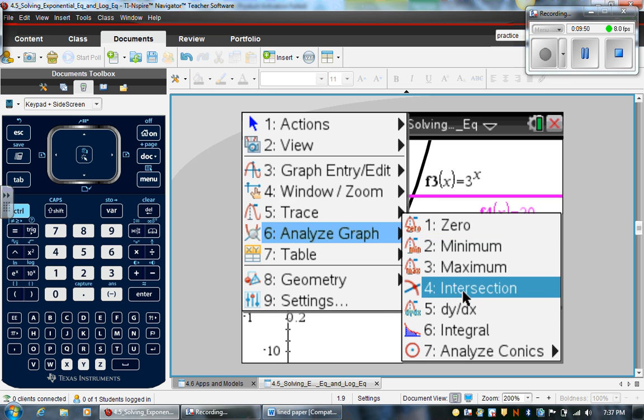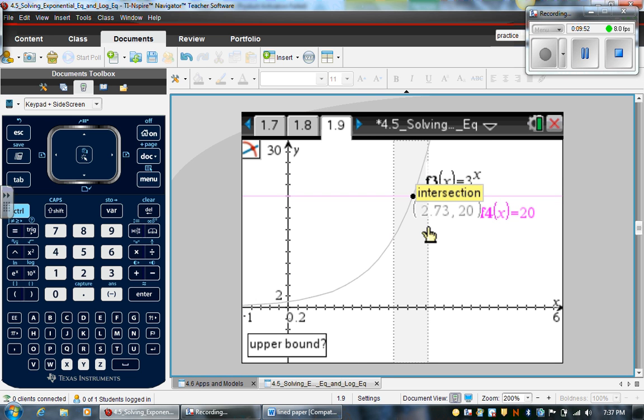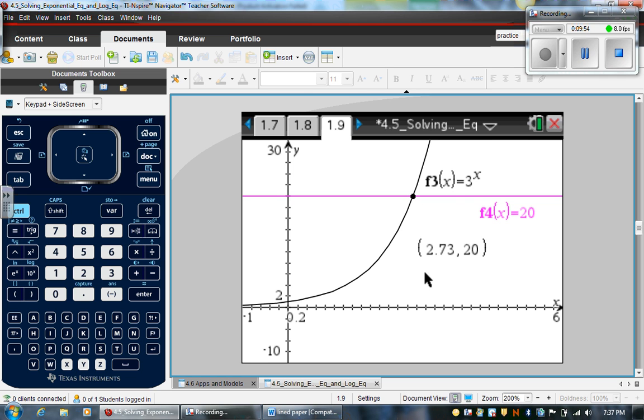So just like before, we're going to go ahead and find the intersection. Menu, Analyze, Intersection, Lower and Upper. And we do find a value of approximately 2.73. You may have more values here. It just depends on what your float setting is set at. I do have mine rather low.